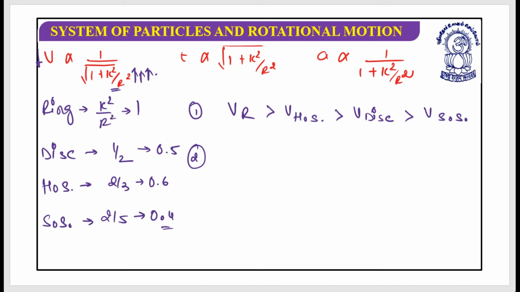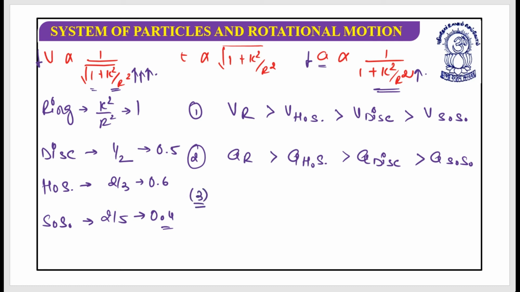Let's work on the acceleration. You can observe that even for acceleration, k square by r square is inversely proportional. The only difference is that velocity has a square root, and for acceleration it is the power of 1. So the order would be the same. The higher the k square by r square, the lower the acceleration. So it's the acceleration of the ring, then the hollow sphere, then the disk, and then the solid sphere.